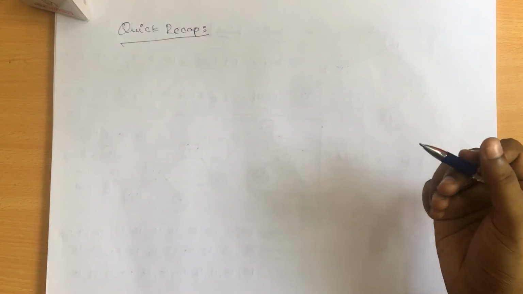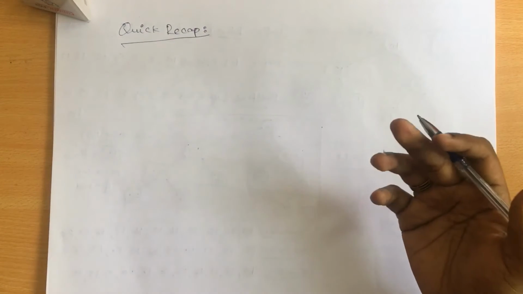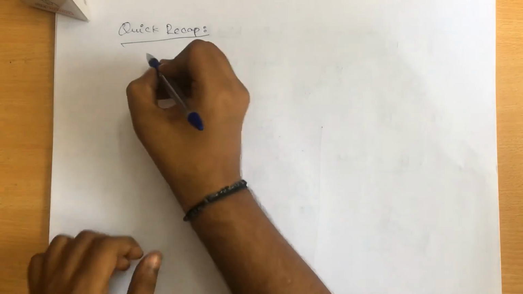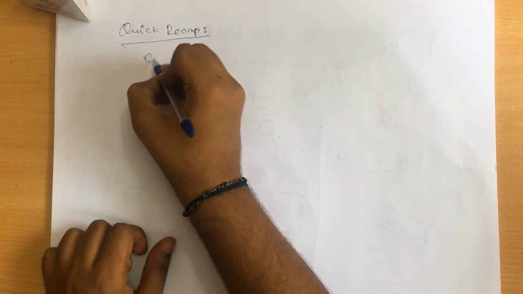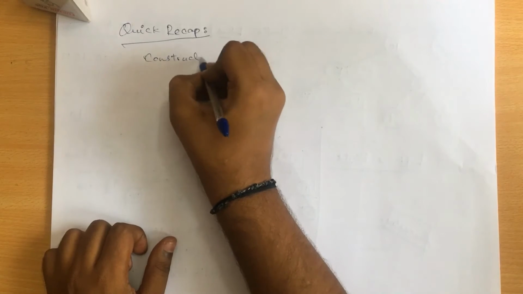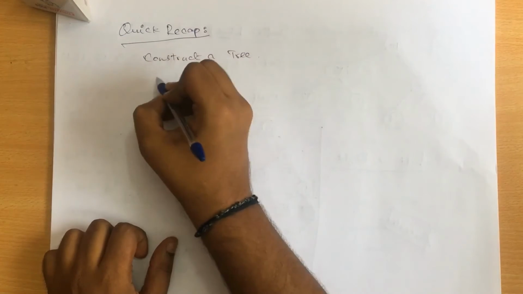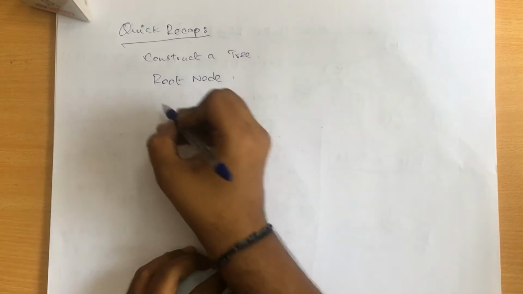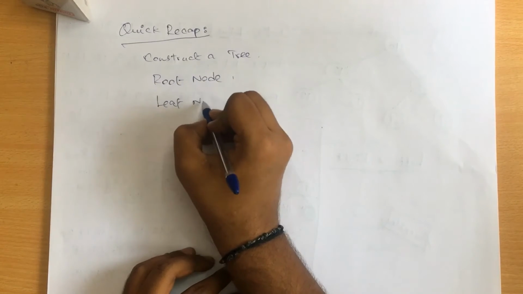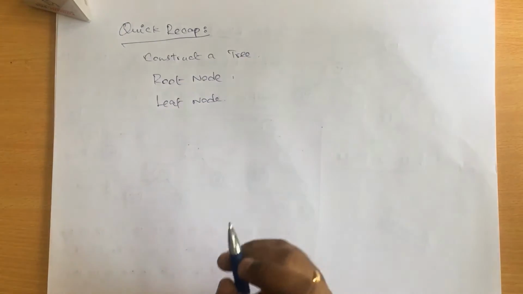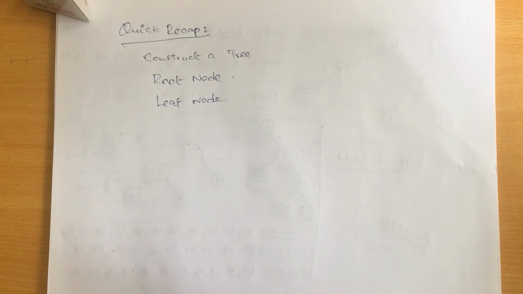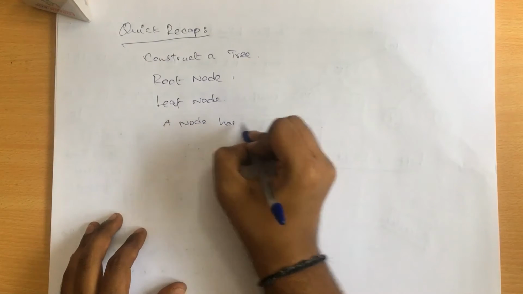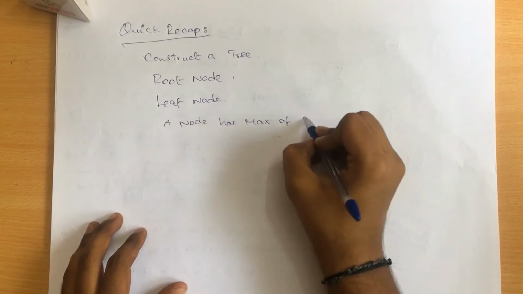Okay, so now let's discuss a quick recap of the entire tree, and we'll just summarize the points which we have discussed earlier. So first we learned about how to construct a tree, and we learned about the root node. Followed by the root node, we also learned about the leaf node, and we learned that each and every node has a maximum of 2 children, right?